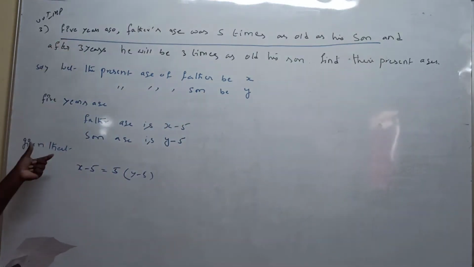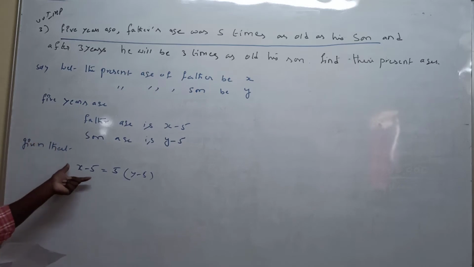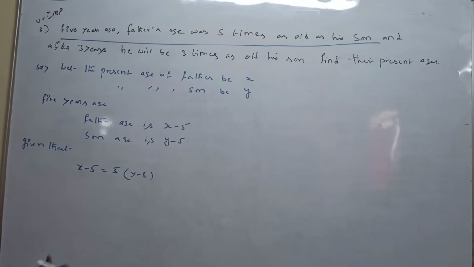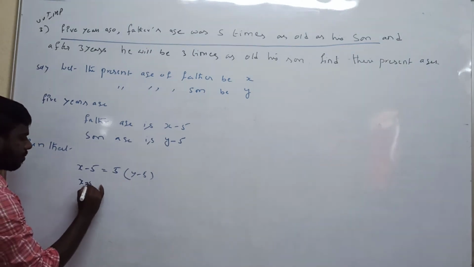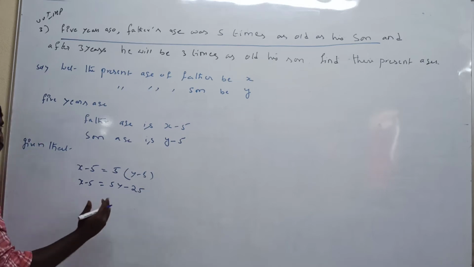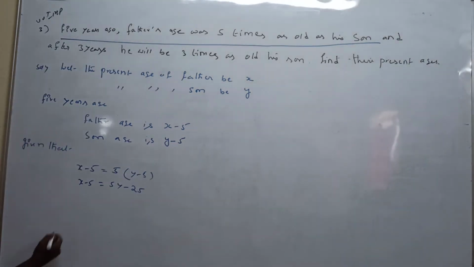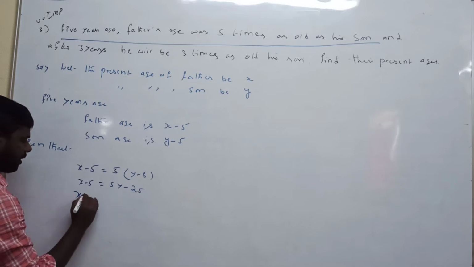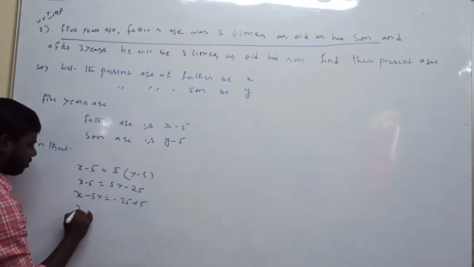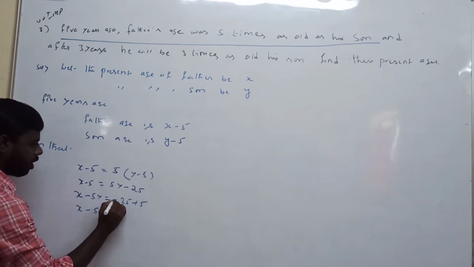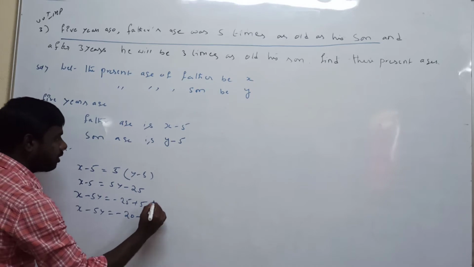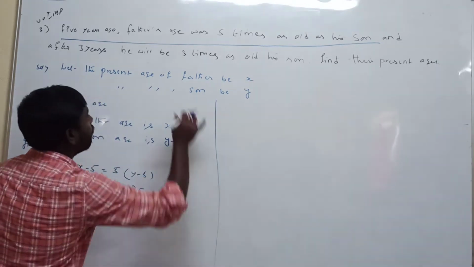According to the question, 5 years ago, the father's age x minus 5 is equal to 5 times the son's age. Now simplify this equation. x minus 5 is equal to 5 into y minus 5, which is 5y minus 25. x and y we will take to one side. x minus 5y is equal to minus 25 plus 5, which is minus 20. Consider this equation number 1.